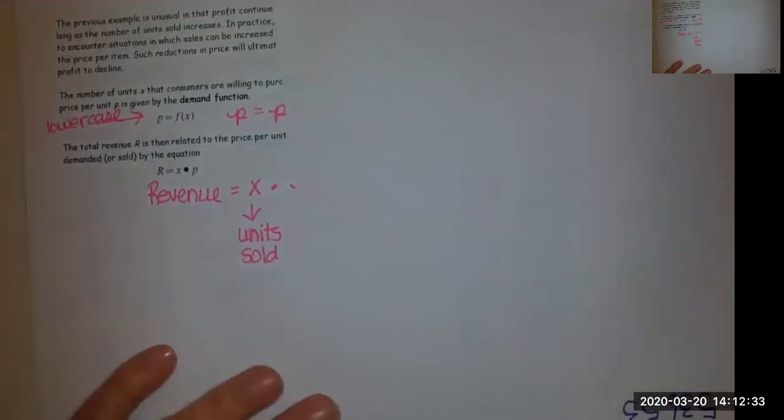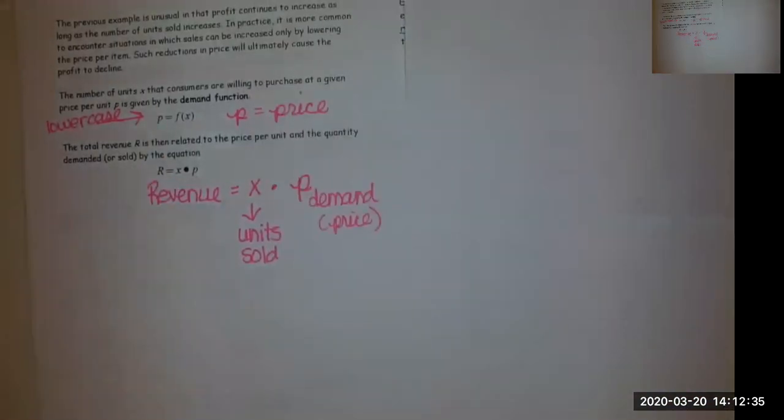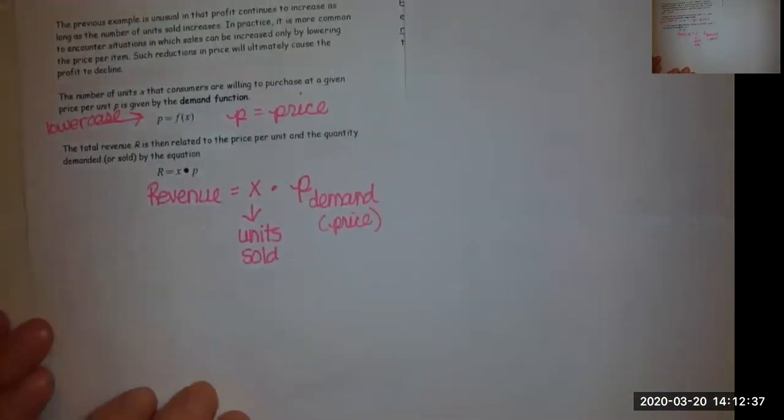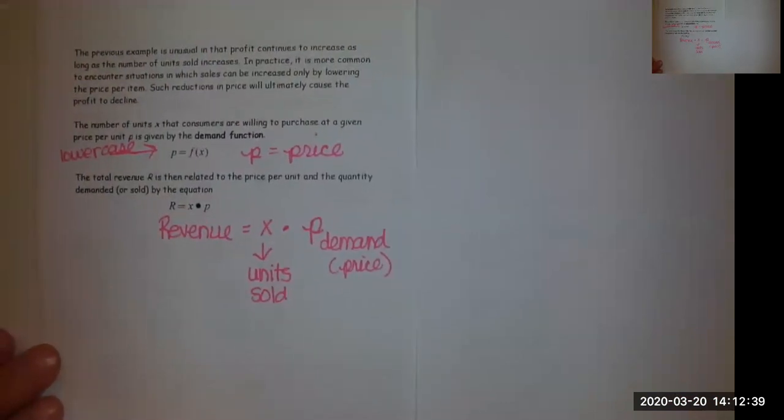Something I want you to notice in the previous example, it's unusual in that profit continues to increase as the number of units sold increases. In practice, we encounter situations in which sales can be increased only by lowering the price of the item. Y'all are familiar with that. If the store puts something on sale, you buy more.